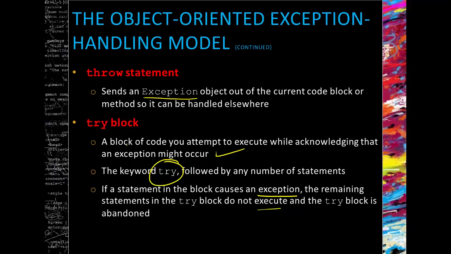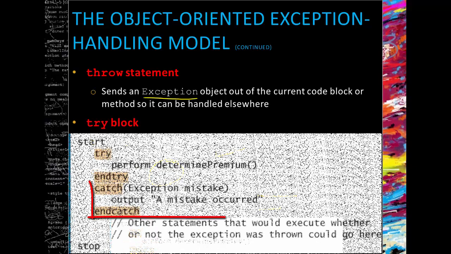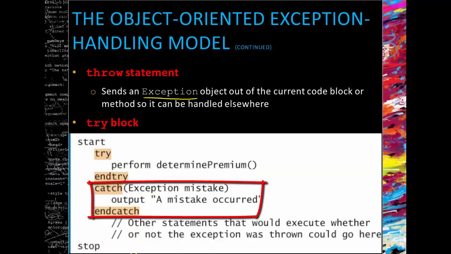And where does it go? In pseudocode, we end a try block with a sentinel such as end try. So you will have try, you'll try some code, and then you'll end the try. And then you're going to catch whatever goes wrong.